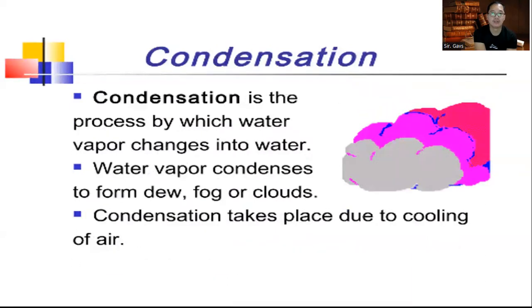Next, we have condensation. It is the process by which water vapor changes into water. So when water vapor accumulates in the sky, it condenses into dew, fog, or clouds. Condensation takes place due to the cooling of air. This is when the invisible air condenses into cloud. So clouds are forms of water droplets that stay up in the sky.